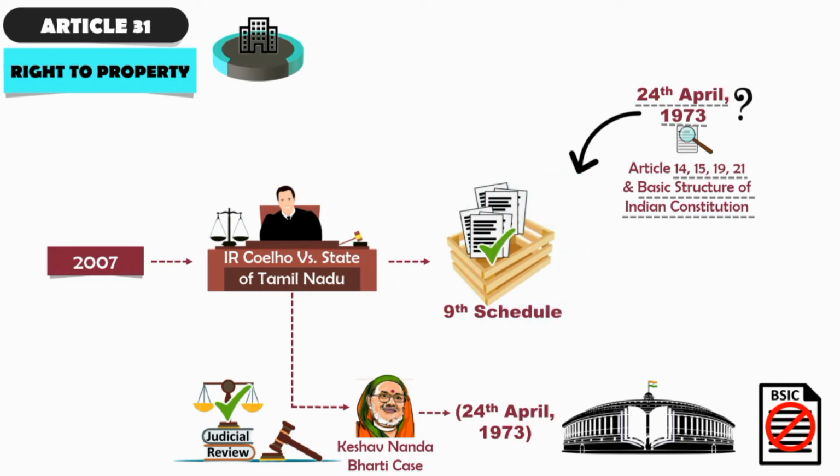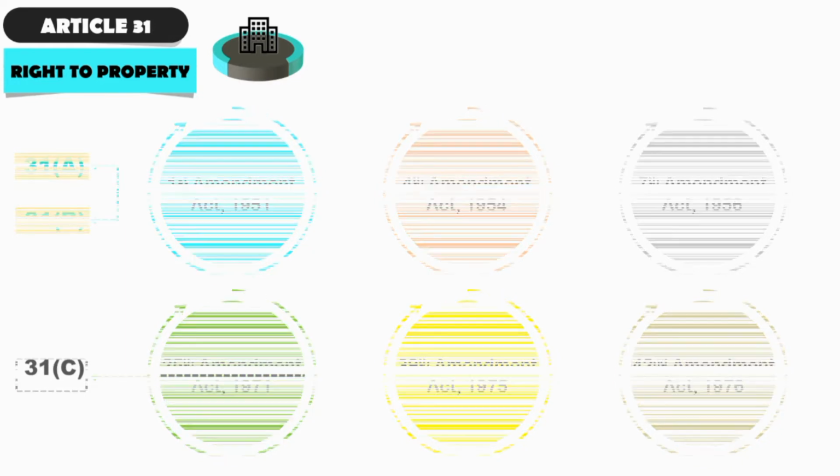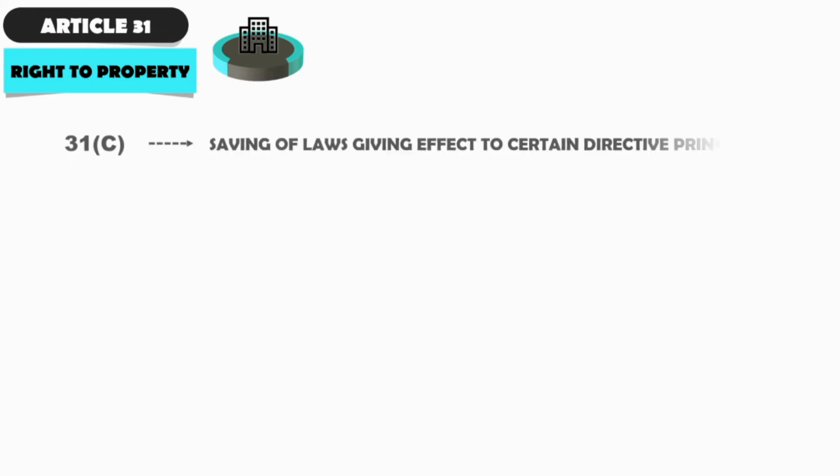Let us proceed to the next clause of Article 31, that is Article 31 Clause C. First of all, we need to know when this clause was added in the Indian Constitution. This clause was added to Article 31 by the 25th Amendment Act of 1971. This clause talked about saving of laws giving effect to certain directive principles. Now let's see what actually was said while adding this clause to Article 31.